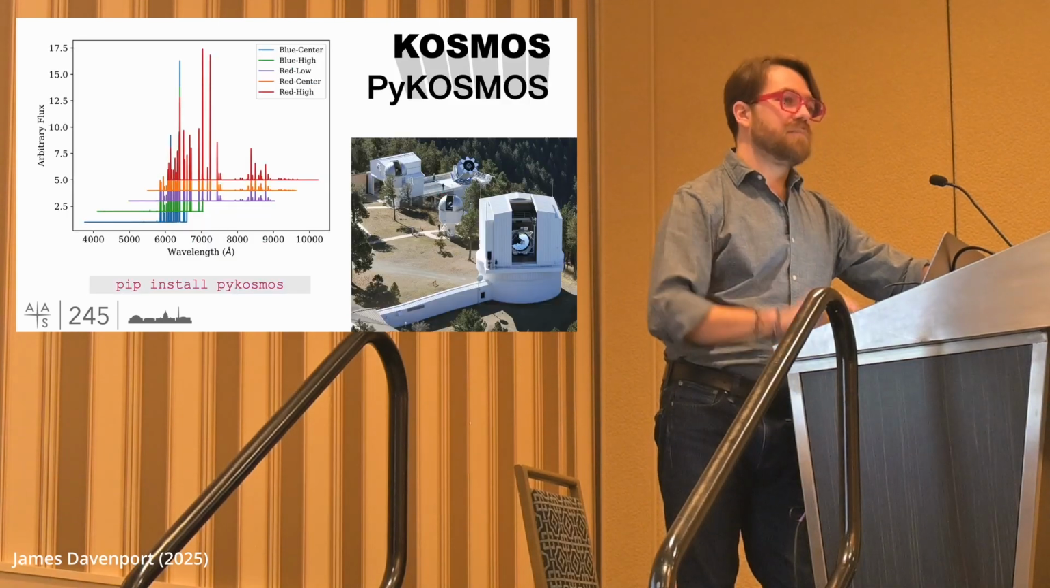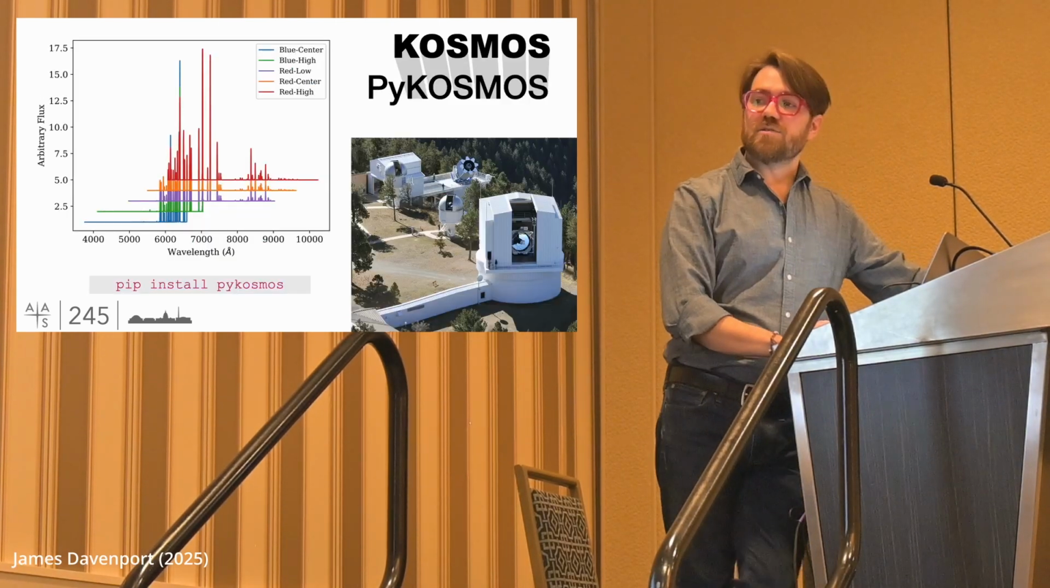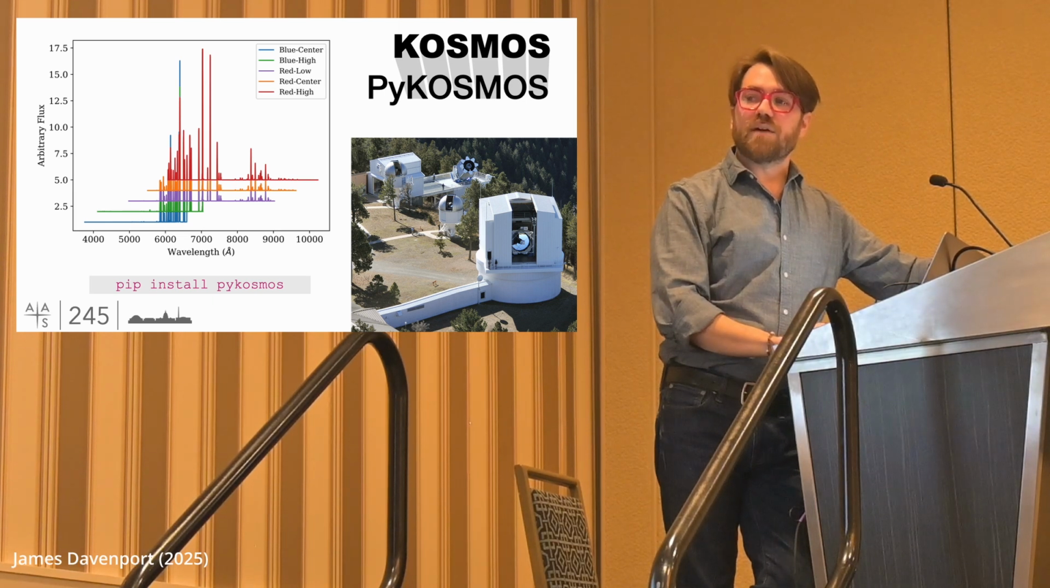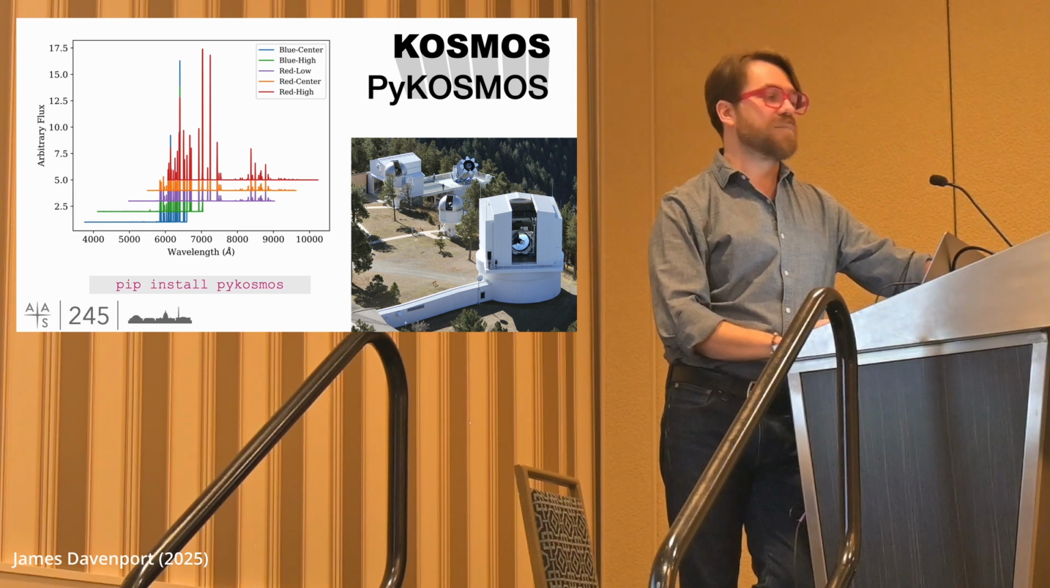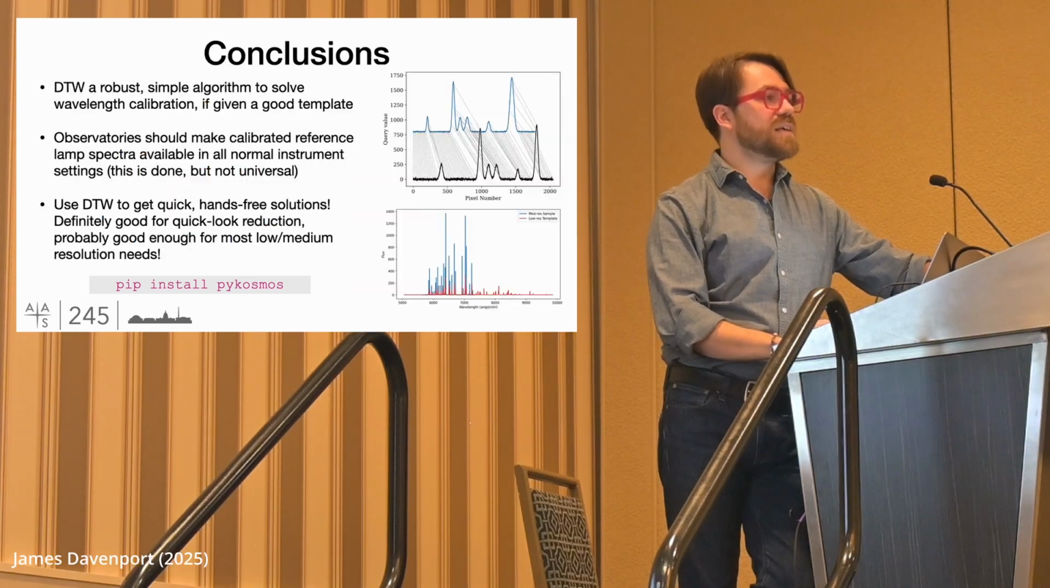But you can pip install a piece of software called PyCosmos, which we wrote to use the Cosmos spectrograph on the APO 3.5 meter. And we have put this as a feature inside of PyCosmos. And I hope you all give it a try. I think it's a good, easy way to do at least a reasonable job of one-dimensional wavelength solutions. And I hope you give it a try and break my code for me.